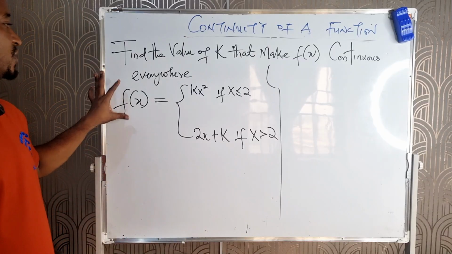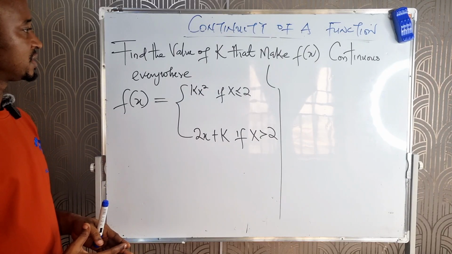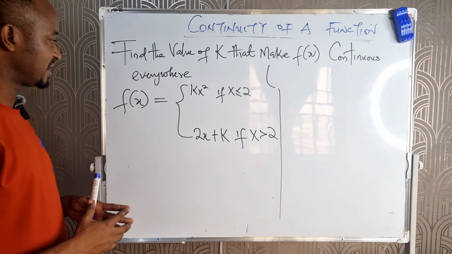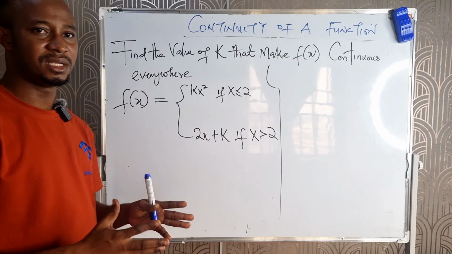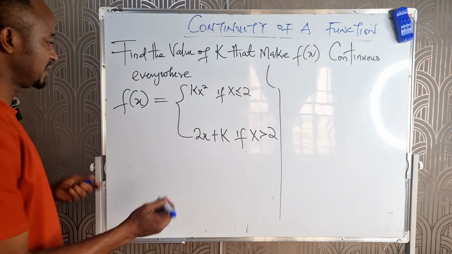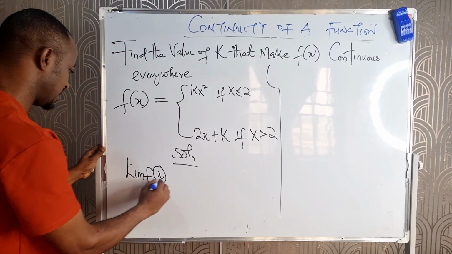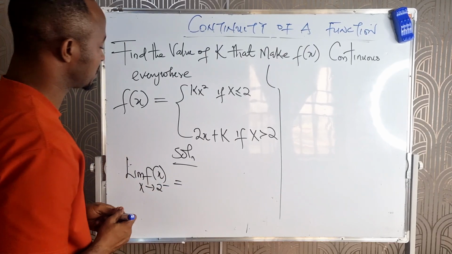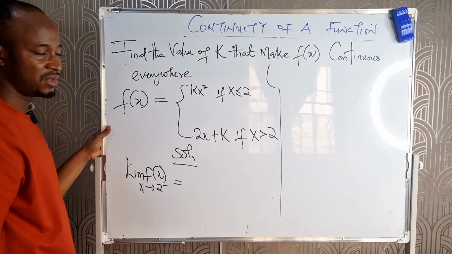Alright, for this function to be continuous everywhere, the limit of f of x as x approaches 2 on the left hand side must be equal to the limit of f of x as x approaches 2 on the right hand side. By the time we equate both limits, we can determine the value of k. So let's see. Which of these are we going to use to find the left hand side limit? Definitely k x squared, because we are told that x is less than or equal to 2.